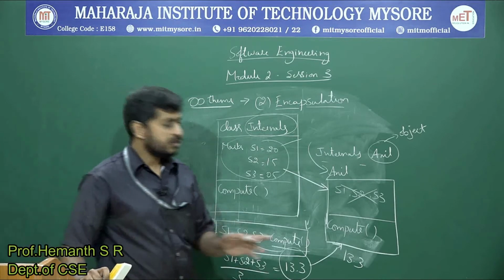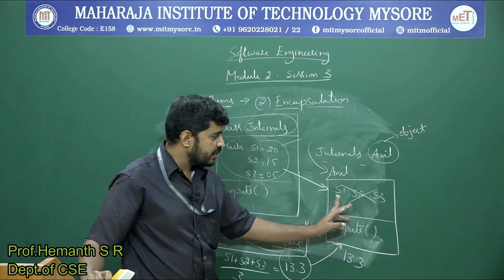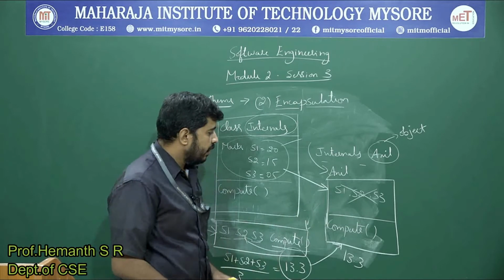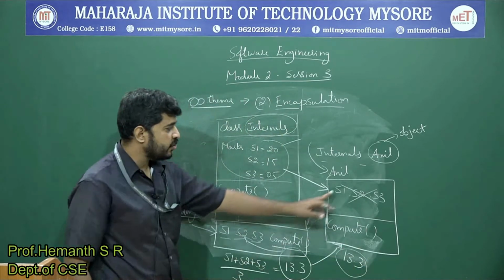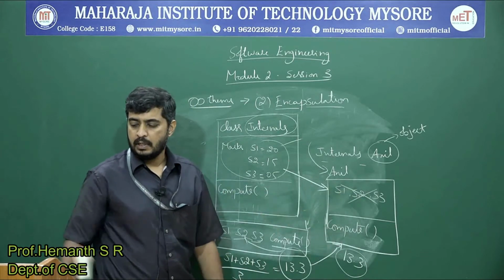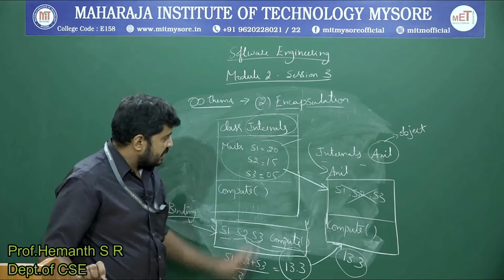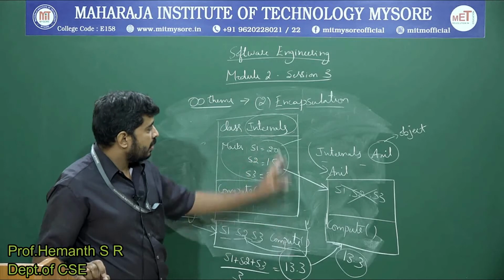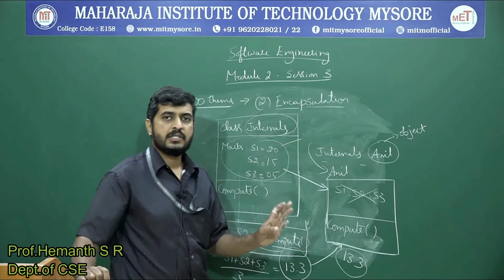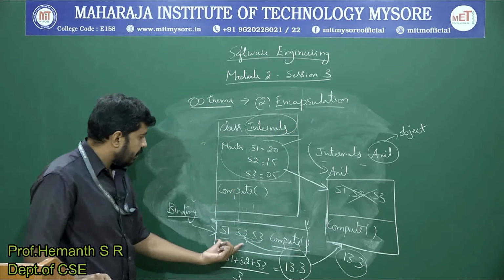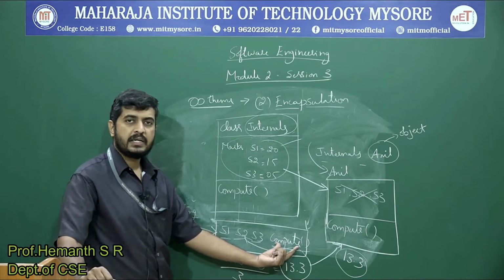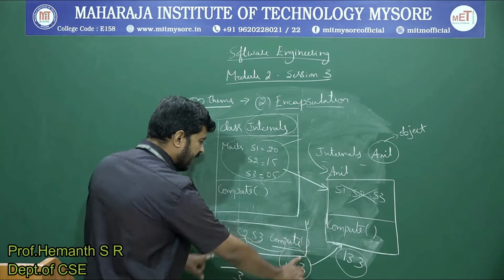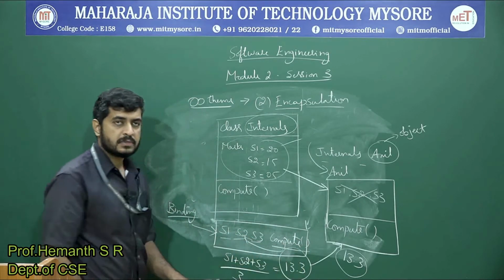But still, Anil should be able to compute the average of the 3 marks. Okay, he should get the average. That's it. He should not get to know the individual marks S1, S2, S3. So this design is supported through what is called encapsulation, where the data part and the function part are encapsulated, bound securely. Okay.